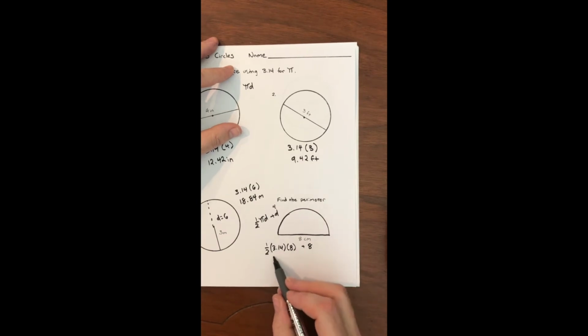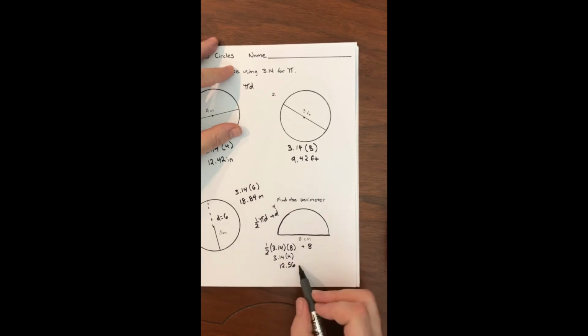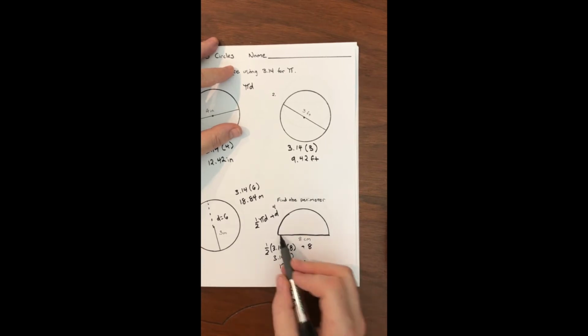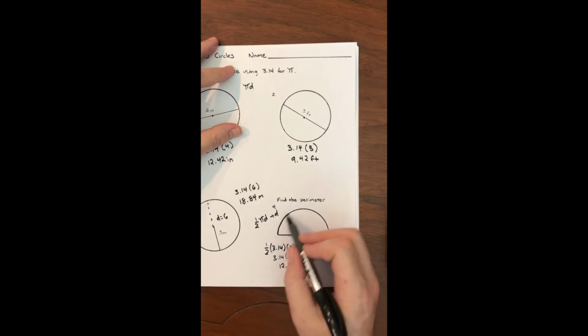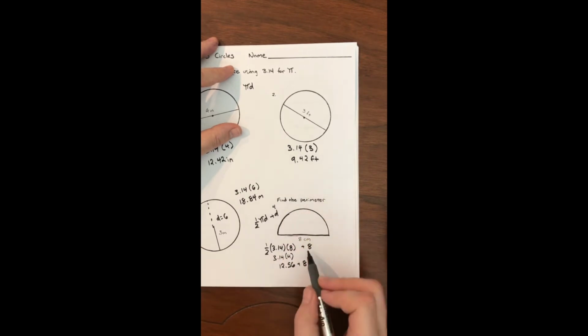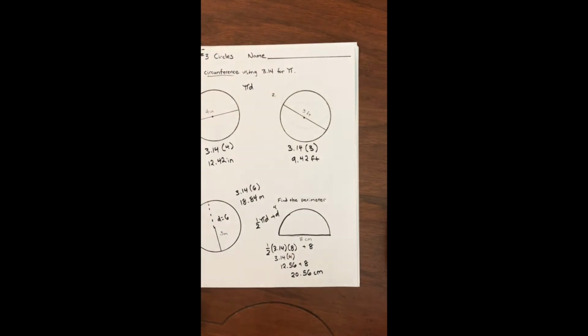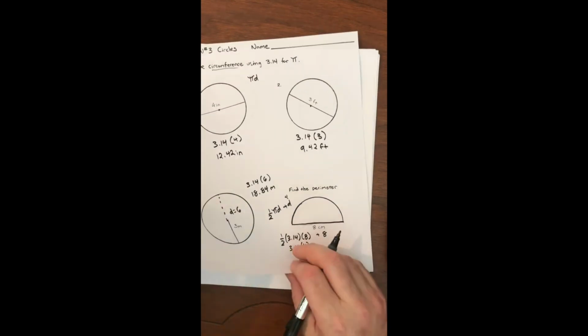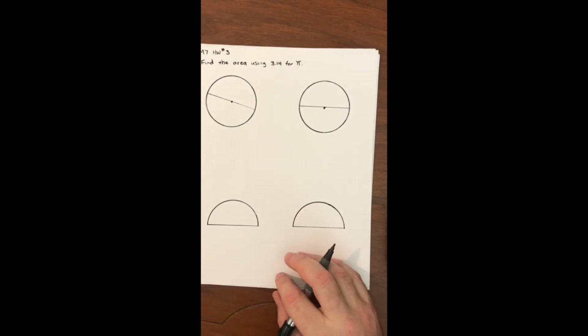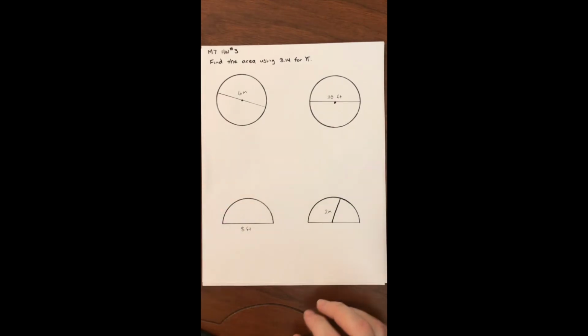Half of 8 is 4. So 3.14 times 4, I know is 12.56. I'm going to add that 8 back in, because that's this part. 12.56 is the arch. The 8 is the distance across, so I get 20.56 centimeters. Okay, that's the first page. Got one more page to go. This hopefully went quick. Okay, here we go.